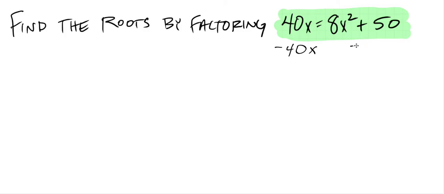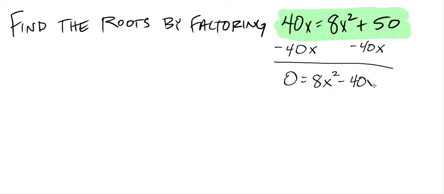So when I subtract 40x from the right-hand side, there's no regular x's on the right-hand side. So all that happens is we just write it separately. It's like the 50 and the 8x squared can't be added together, so you write them separate. So I'm just going to write 8x squared minus 40x plus 50. They're all separate. If they can't go together, you just write them next to each other. Okay, good.